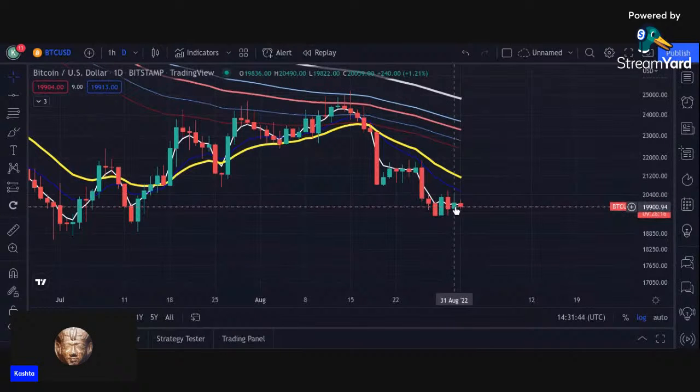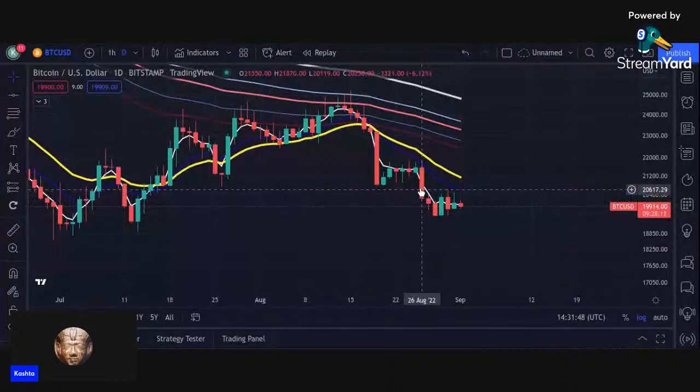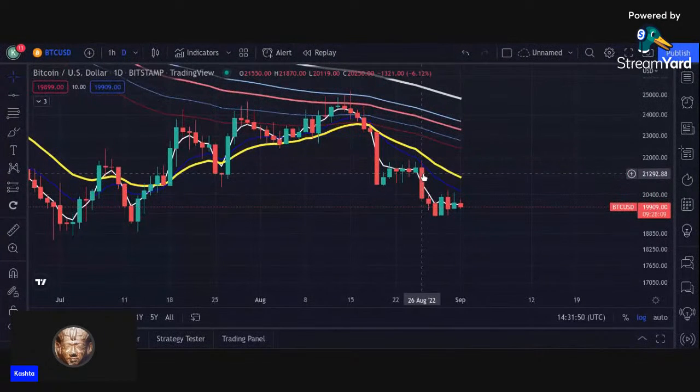So we go one, we go 1, 2, 3, 4, 5, 6, 7. Give or take around this area is where it probably was on my last video.